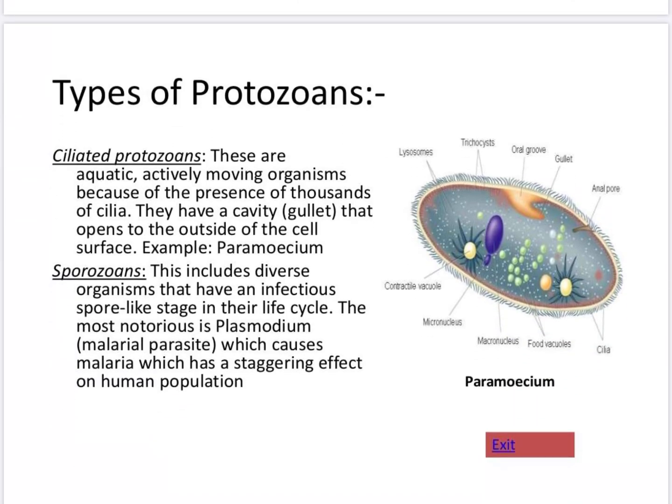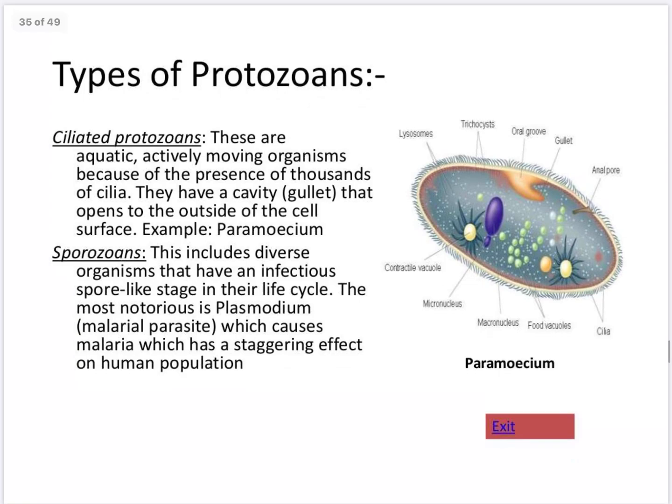And then ciliated protozoans, with cilia all over the body, 360 degrees, hair-like structures. These help the animal to move, like all of you must have seen already under the microscope, Paramecium. And then sporozoans. This includes diverse organisms that have an infectious spore-like stage in their life. The most notorious one is, of course, Plasmodium, that causes malaria, as I said just now. And this is a great threat for the human population.